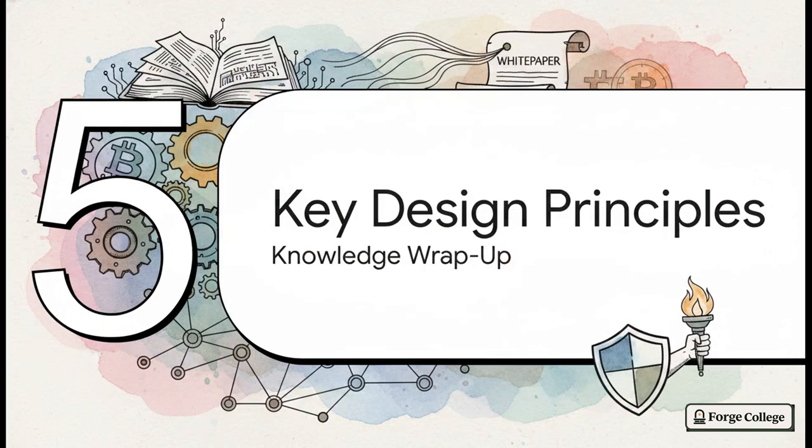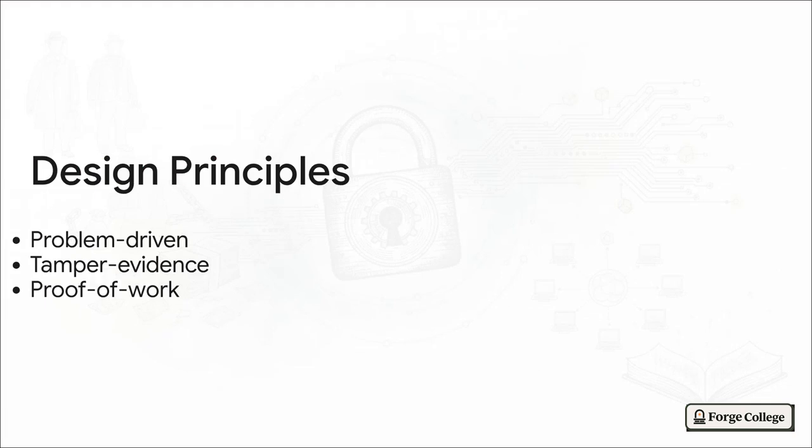Section 5. Key design principles, knowledge wrap-up. Okay, here are your core takeaways for today. First, the design of Bitcoin is entirely problem-driven by those trust failures of 2008. Second, making a ledger tamper-evident requires those cryptographic hash pointers we looked at in Python. But third, and definitely pay close attention to this one, guys, while hashes detect tampering, deterring an attacker from just recalculating the whole chain requires a massive economic cost. That is exactly why proof of work exists. It makes rewriting history just impossibly expensive.